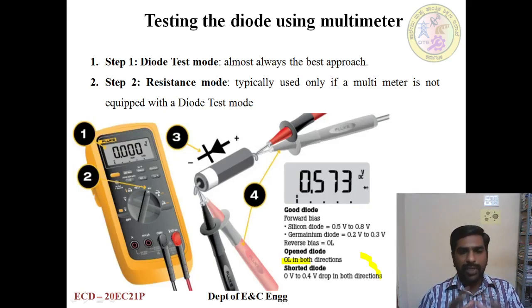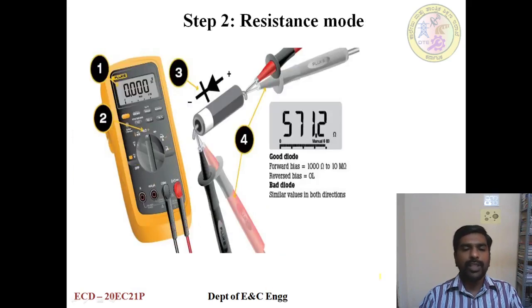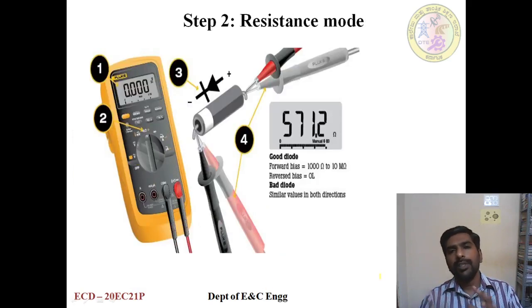See, with the help of this procedure, we can test the diode using the diode test mode in the multimeter, and here we will get the value of 0.5 to 0.8 for the silicon diode, and for the germanium diode 0.2 to 0.3 volt. This you have to do. You have to test for both forward bias as well as reverse bias.